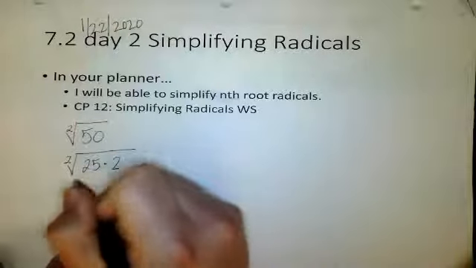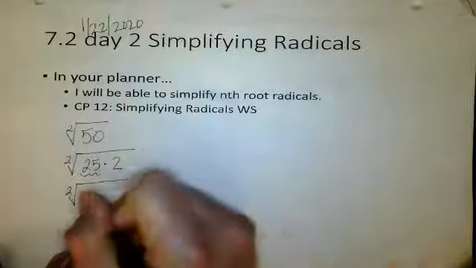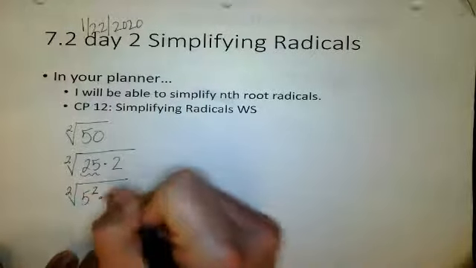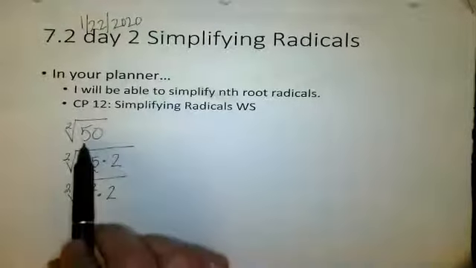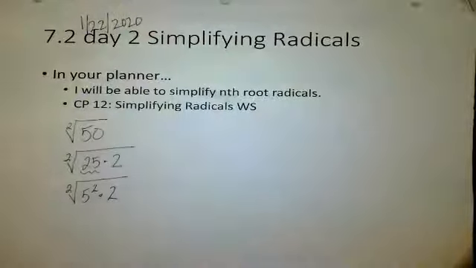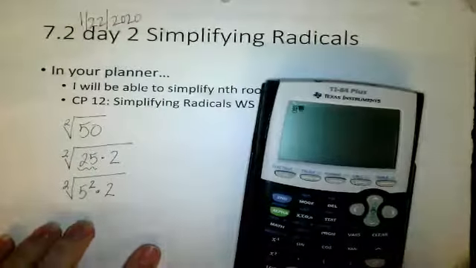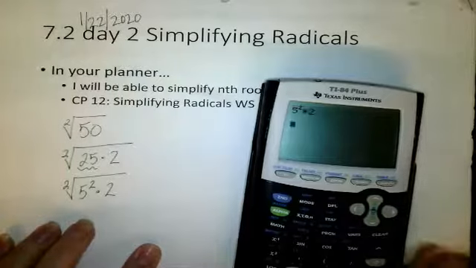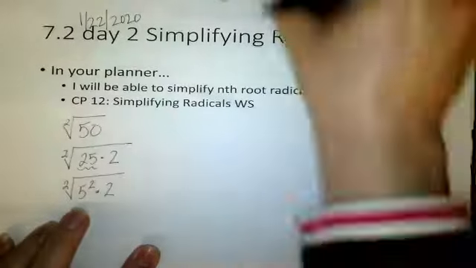And then it's also true that 25 is 5 squared times 2. So it turns out that I can rewrite 50 as 5 squared times 2. And I can even check that on my calculators if I was so inclined. 5 squared times 2 is, in fact, 50. All right, so that's nice.